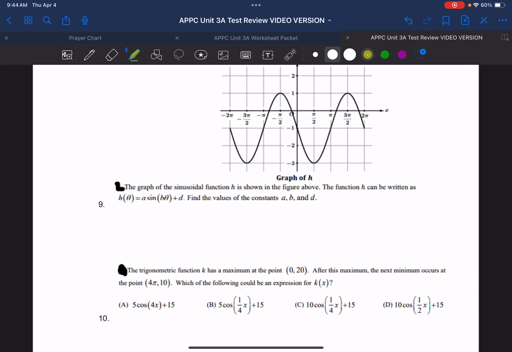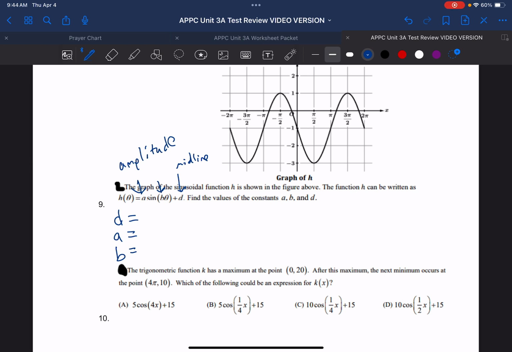9. It wants me to find the A, B, and D constants. Remember, I do it in the DAB order. DAB on this problem. So now, first thing is I gotta find my midline. D is my midline. B is related to the period, and then A is my amplitude. And then the C that will be included later is the phase shift.